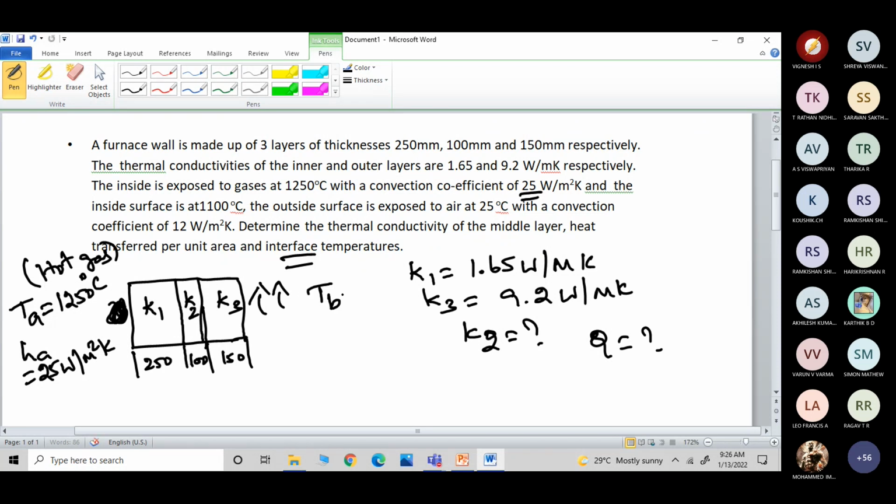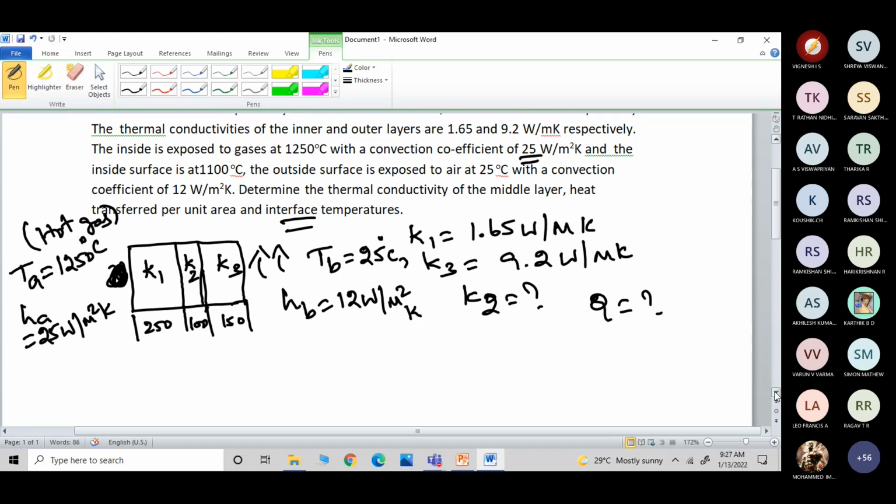Okay, the surrounding outer atmospheric air is the colder side. T suffix B is equal to how much? 25 degrees C. Okay, and H suffix B is equal to 12 watt per meter squared Kelvin. Am I correct? Is it visible? Yes, sir.